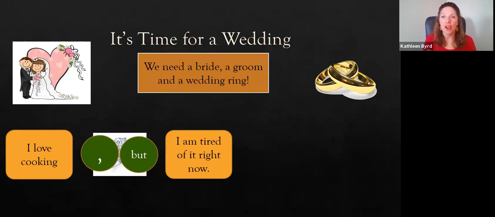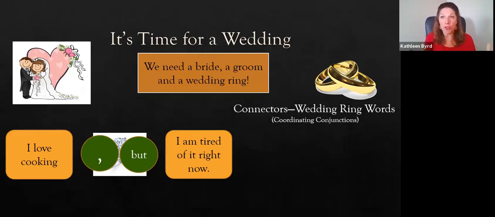And notice I am tired of it right now. This is a little different than you might have been thinking. So if we have two independent clauses and one is a little different, we need to choose the right connector, one that communicates that difference is coming. But.